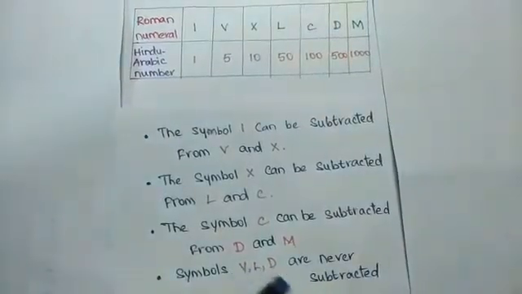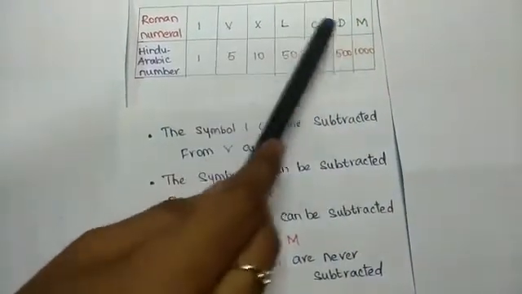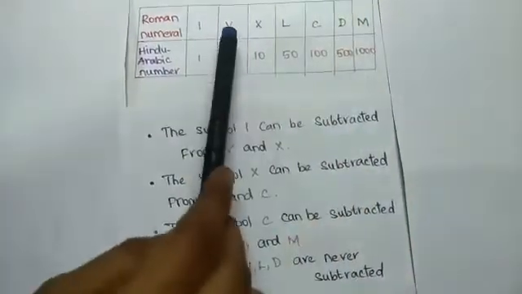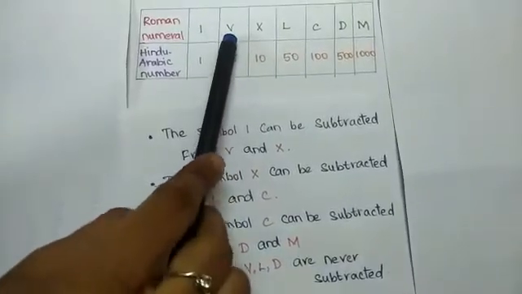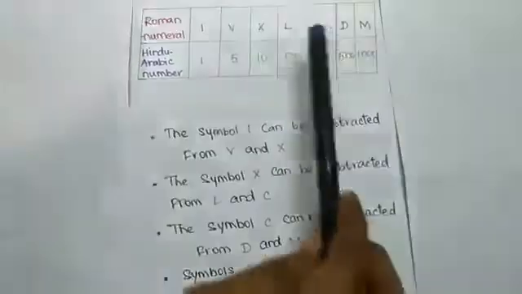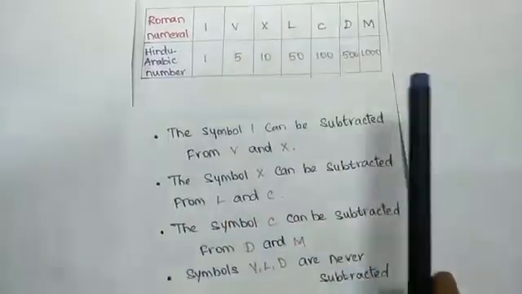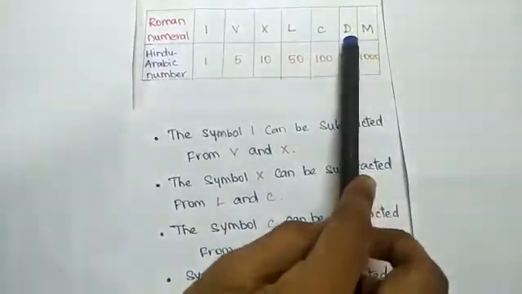Now next, V, L, D are never subtracted. We will not subtract V from anyone and we will not subtract L from anything, and D also we will not subtract.